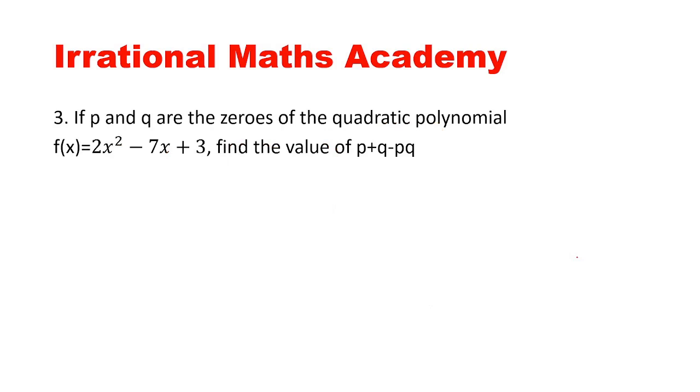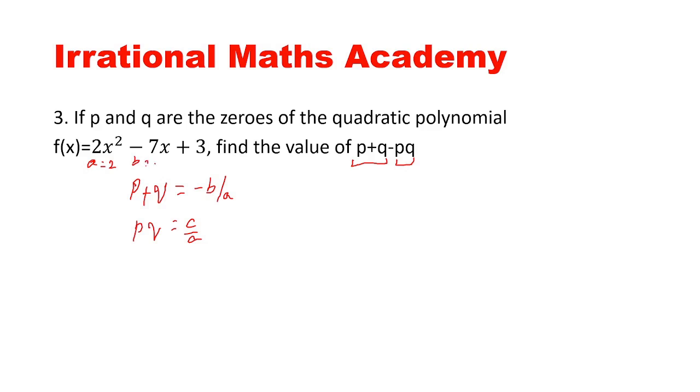Next. If p and q are zeros of the quadratic polynomial, find the value of p plus q and pq. Here p and q are the zeros of the polynomial. p plus q is the sum of the zeros, p into q is the product of the zeros. What do we know here? p plus q is minus b by a, and pq is c by a. Now equate it to the standard form. So from here, what is my a value? I'll get it as 2.